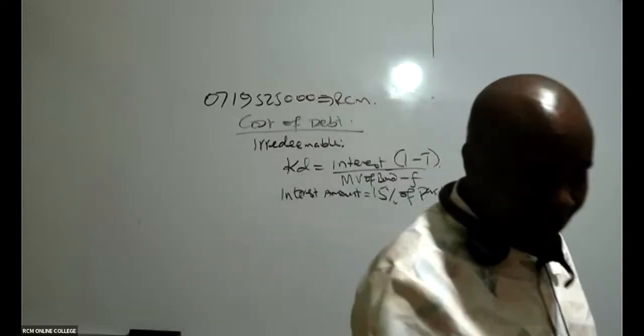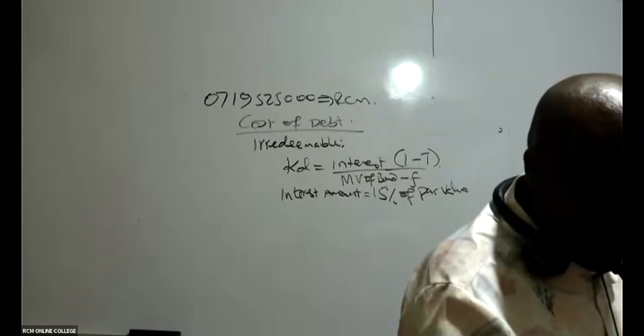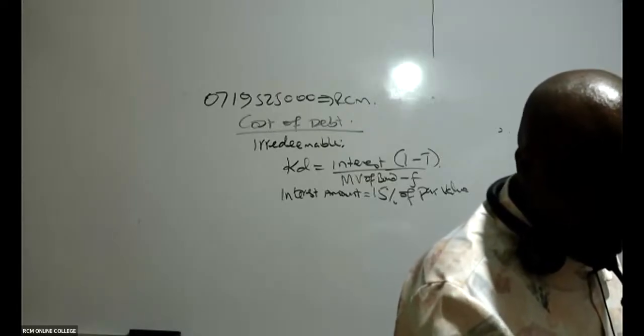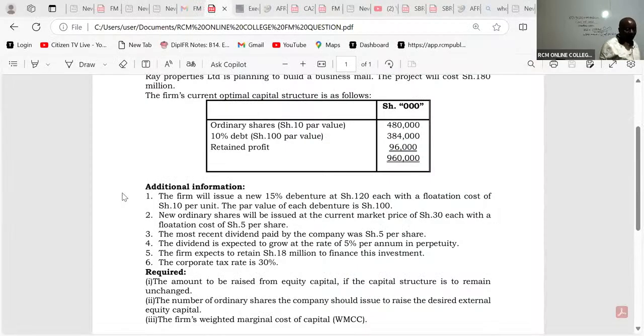So do we have the par value in this question? We are told that the firm will issue a new 15% debenture at shillings 120. You can see they're issuing new at shillings 120. That must be the value of the bond.